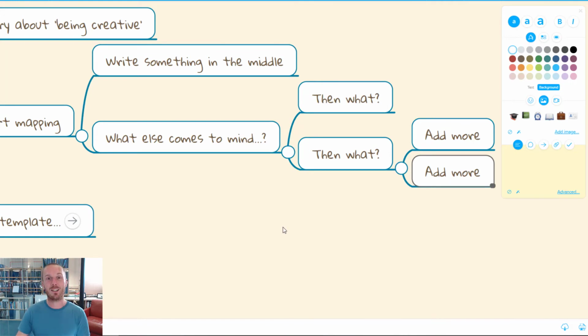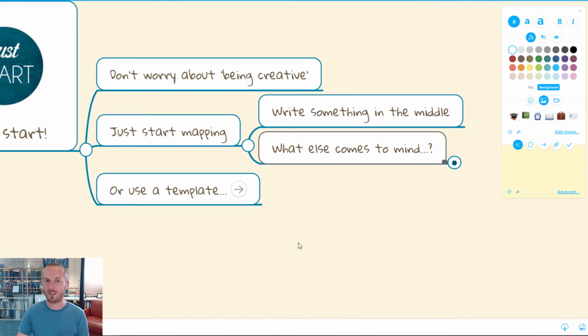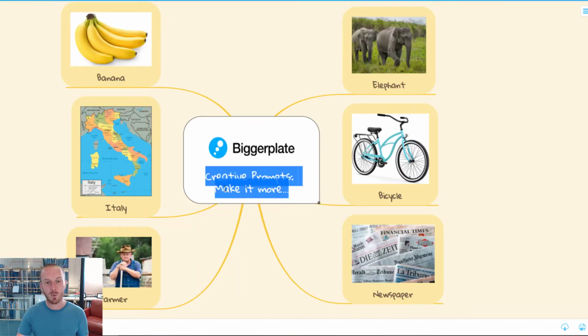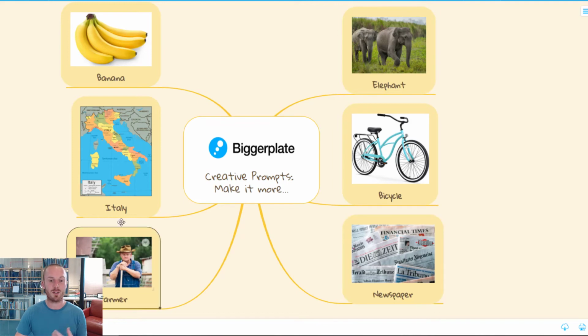Some people are really determined to make creative thinking very complex. I would suggest you can get started with very, very simple prompts. For example, you could use a template that we use all the time at Biggerplate for our own creative thinking. We just ask ourselves, how could we make it more? And then we'll just choose 6 random images to put around in a mind map. And that then becomes our prompt for make it more.